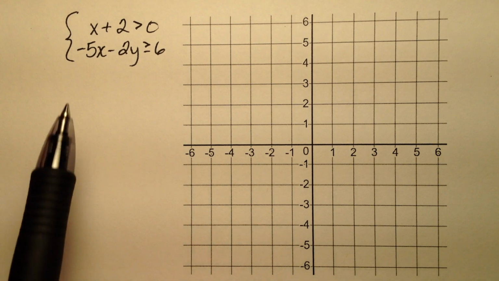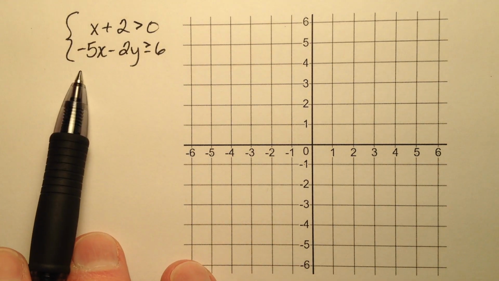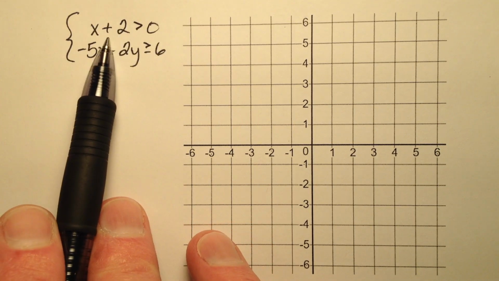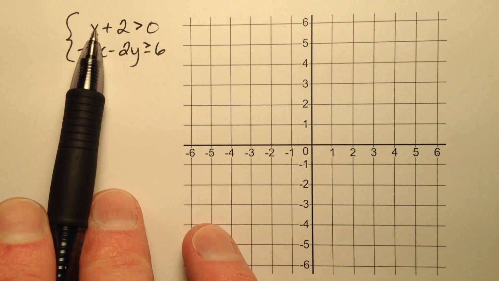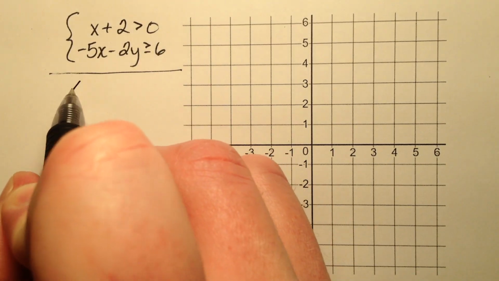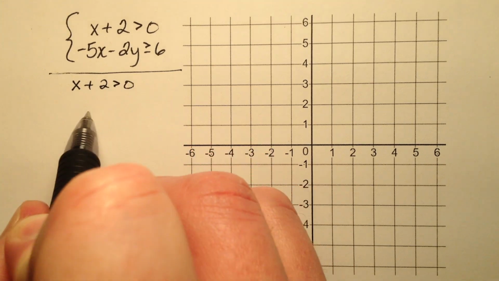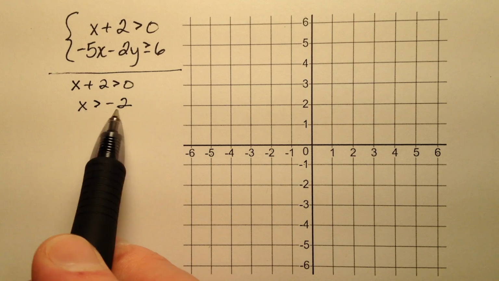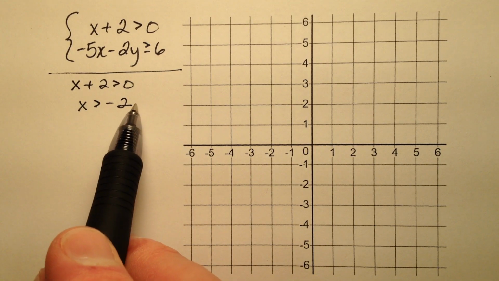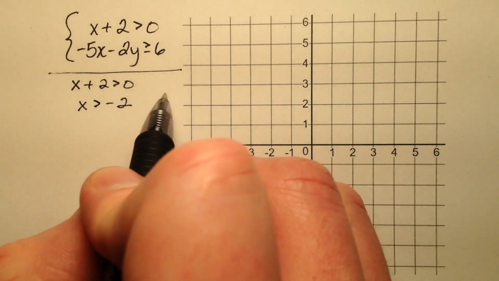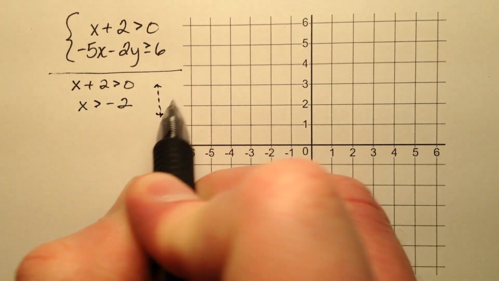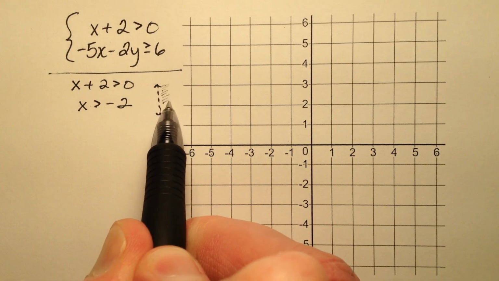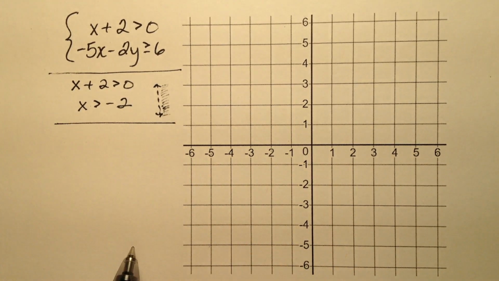In this example, we're going to graph this system of linear inequalities. So the first thing I notice is in the first inequality, I don't have a y variable, only an x. So that means I'm going to go ahead and solve for that x, and I see x is greater than -2. That means this line is going to be a vertical line, and it's going to be dashed. And I'm going to end up shading, because x is greater than, on the right side of that vertical line.